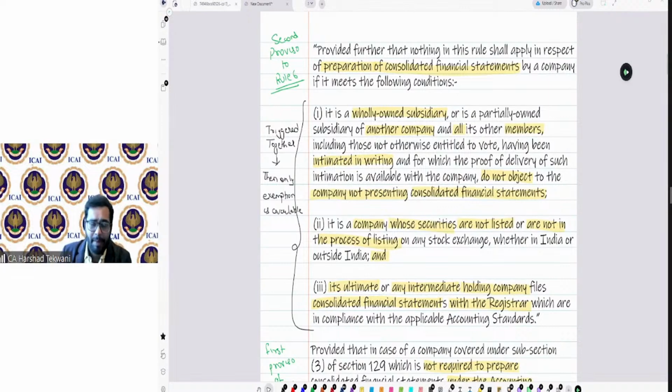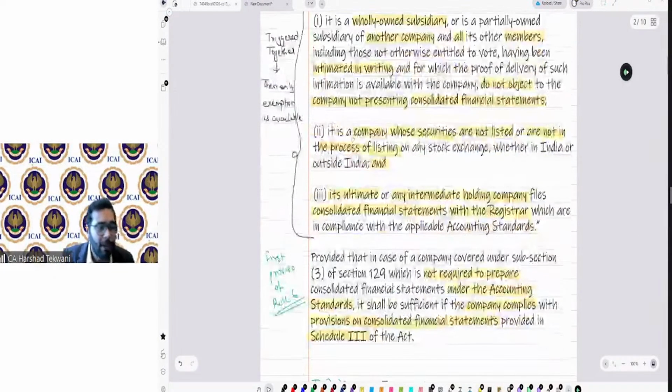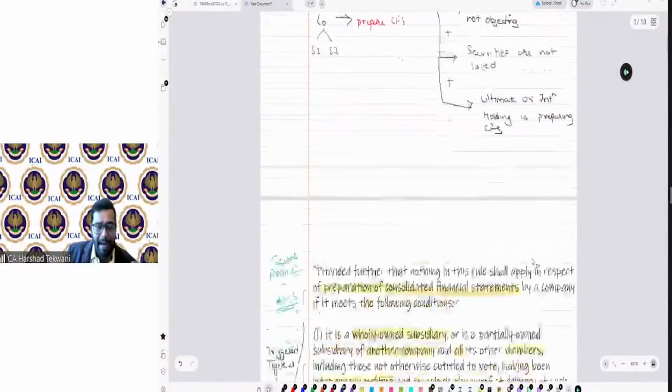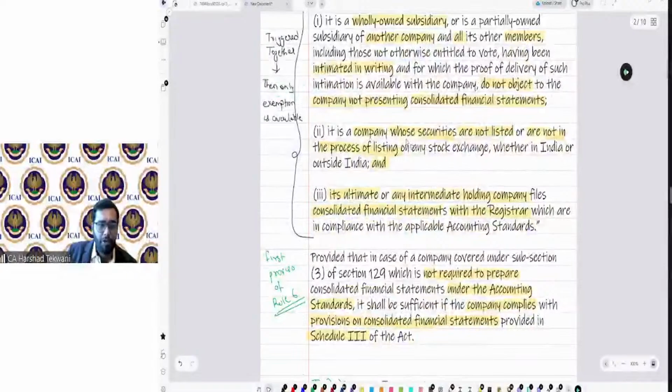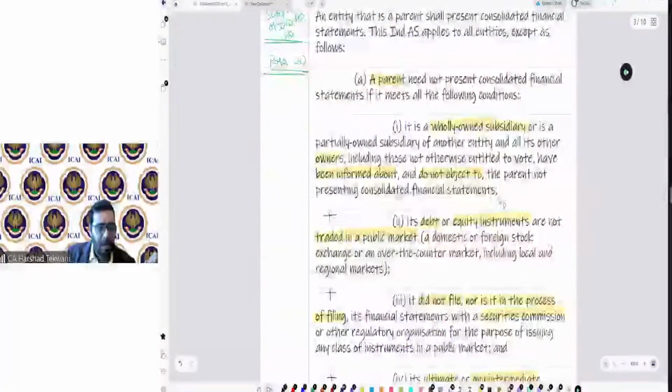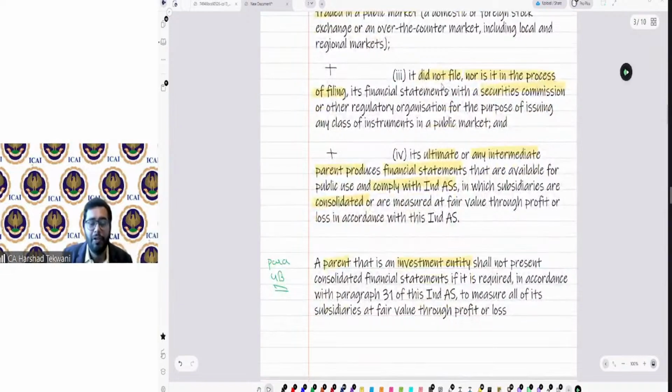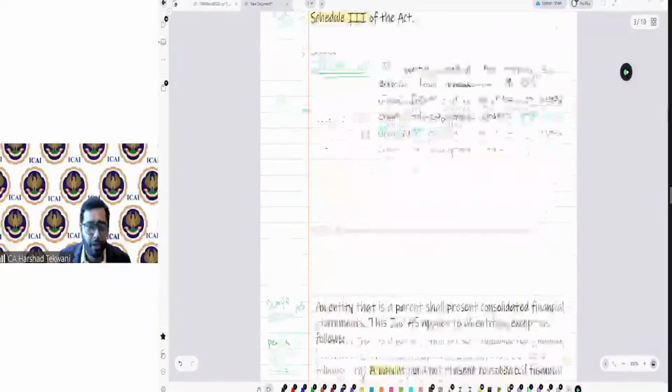If anyone can tell me why there are two separate but same type of exemptions. If you see Rule 6, the three conditions were, again, members are intimated and they do not object, process of listing, ultimate and any intermediary holding, preparing CFS. If you see Ind AS, it says that instead of members, they are using the term owners. Owners have been informed and they do not object. Debt or equity not listed. The third condition is not in process of listing also.